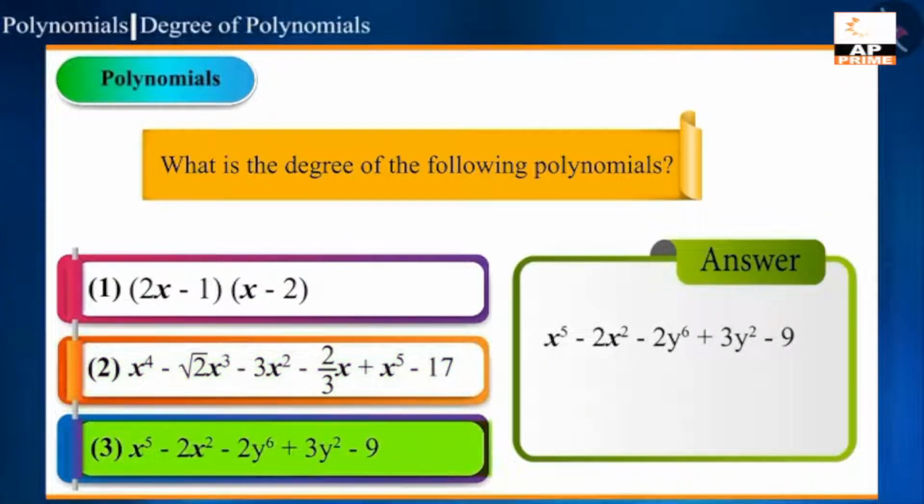The third option is quite different from the other two. Is it a polynomial? Yes, it is a polynomial with two variables, where the variables are x and y. We just need to focus on the highest power. Here, the power of the variable of the third term is highest, 6. That is, this is a polynomial with degree 6.